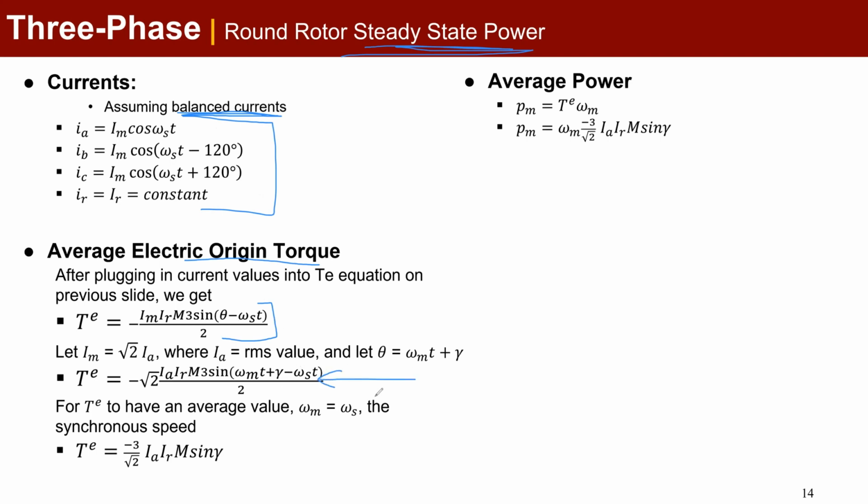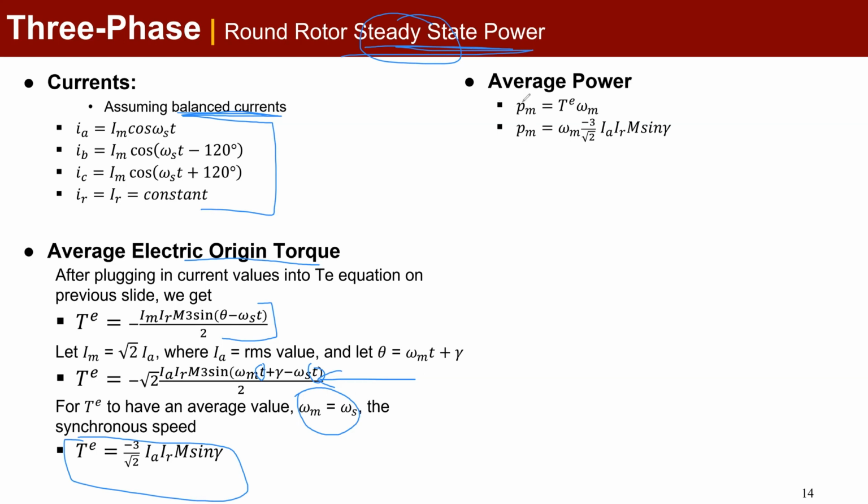What's important to note is, where are our t terms? That's the most important thing when asking, how do we get the steady state? We eliminate time dependence, right? We get a constant. So what we need to do is get this condition to be met when omega m is equal to omega s. And when this happens, we're able to get a constant. We're able to get this term right here for our electric origin torque.